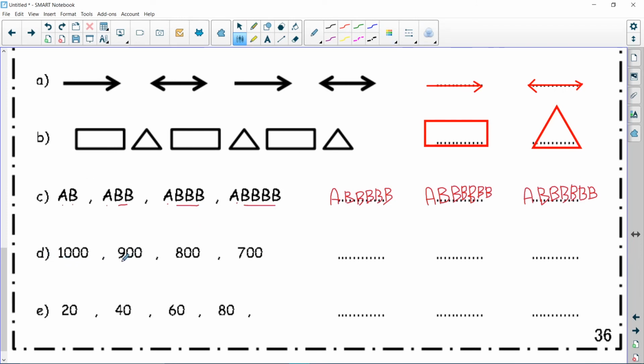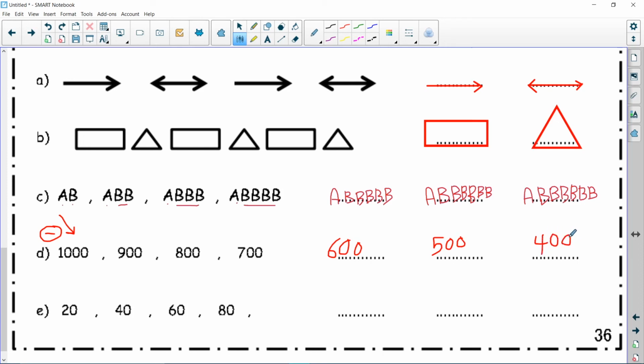1000, 900, 800, 700. We noticed that he decreased 1000. Then our operation will be subtract. Descending. Before 700. Yes, I can hear you. 600. Excellent. 500.